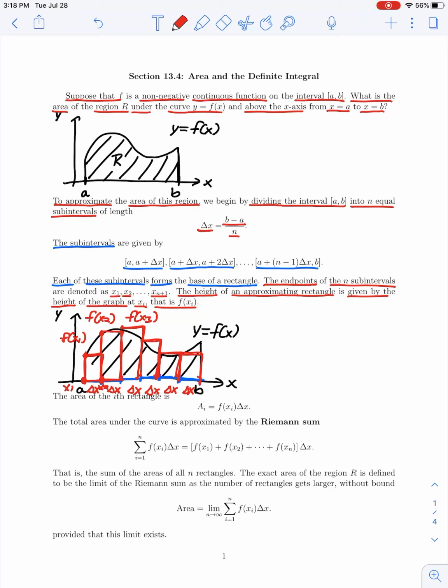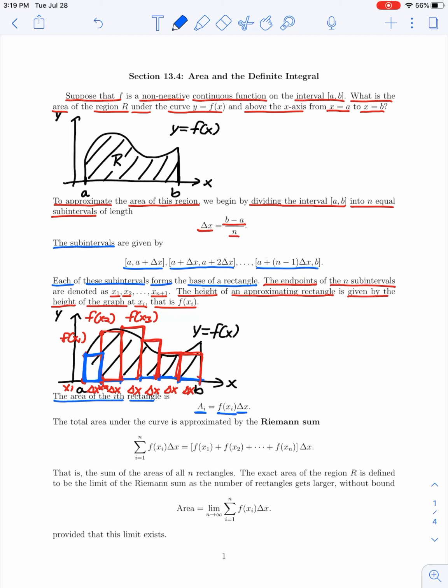But now we know how to find the area of these rectangles. In particular, the area of the ith rectangle is denoted as a sub i, and it would be found by taking the height of that rectangle, so that is the value of the function at x sub i, so for instance this height, say f of x sub 1, and then we would multiply by the width of that rectangle, which is delta x, the length of any one of my subintervals.